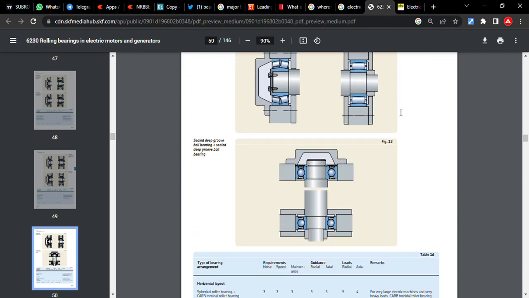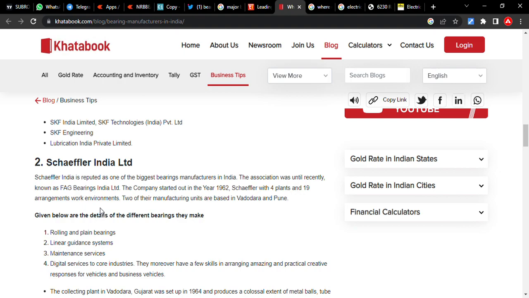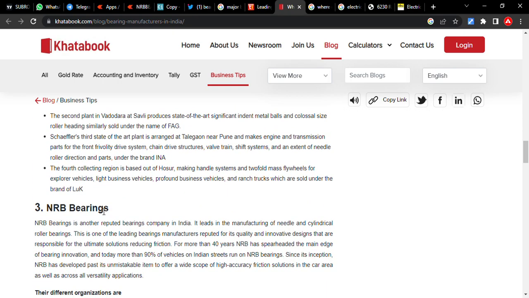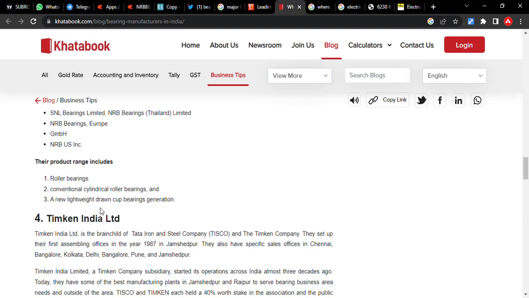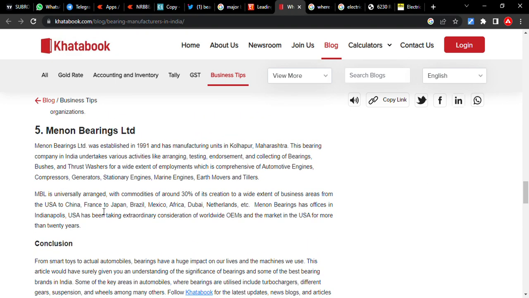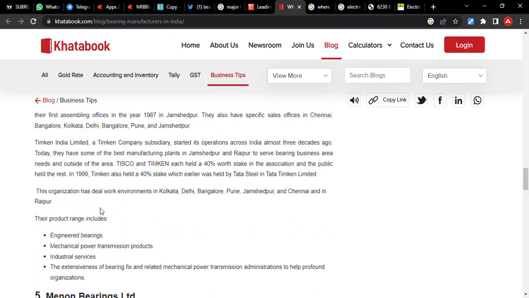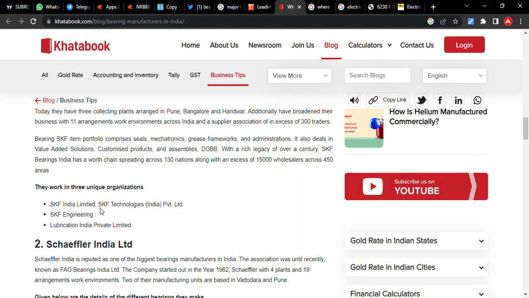So which companies are manufacturing these bearings in India? I have seen a few companies in this sector. They are SKF India Limited, Schaeffler India Limited, and NRB Bearings. The top three companies are enough, but if you want, pick Timken India Limited also, and Menon Bearings. These are the only five major companies which occupy most of the Indian bearing manufacturing sector.